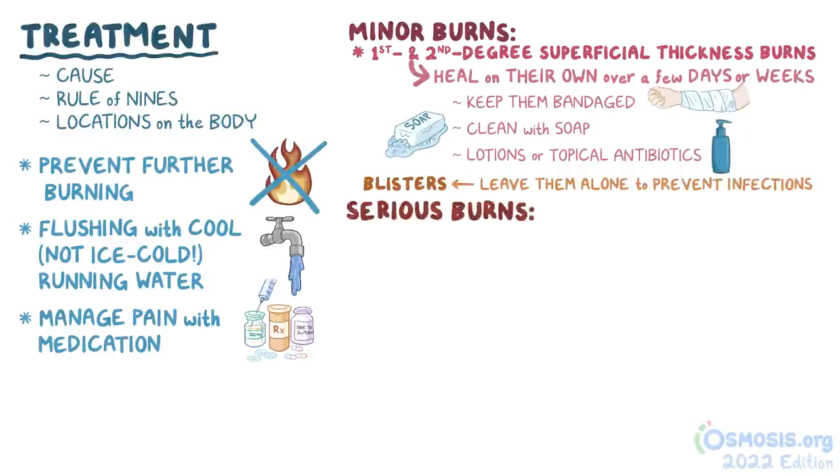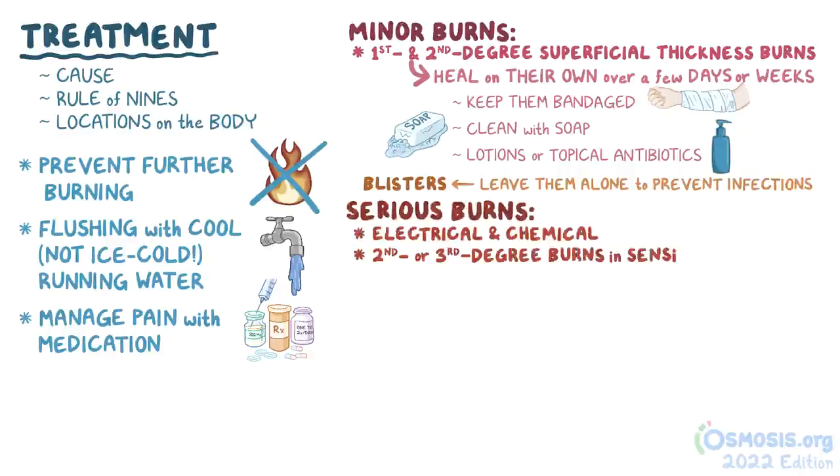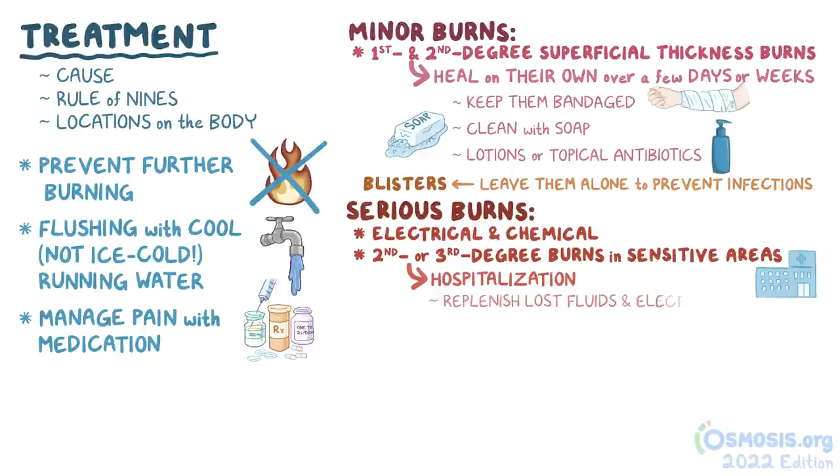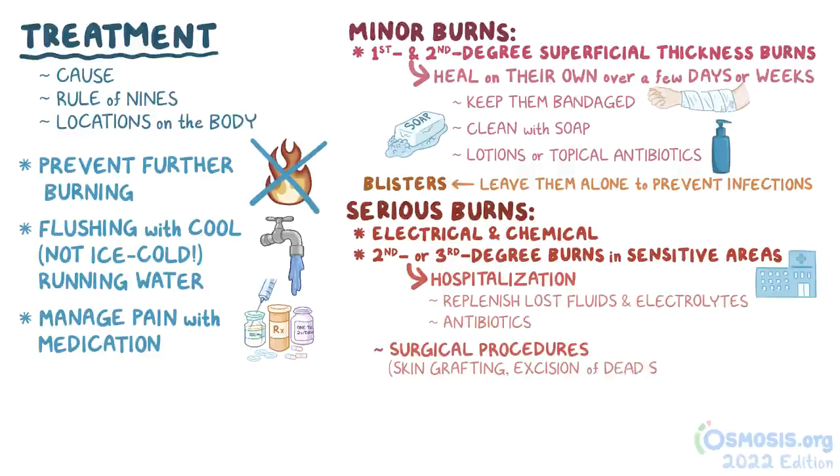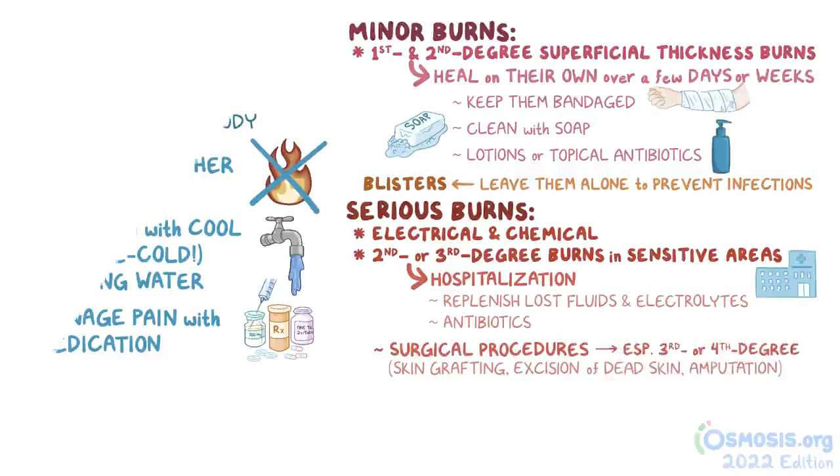For more serious burns, like electrical and chemical burns, or second or third degree burns in sensitive areas like the face, hands, and genitalia, hospitalization in specialized burn centers is often needed. In those situations, it's important to replenish lost fluids and electrolytes, and to prevent infections with antibiotics. Surgical procedures like skin grafting, excision of dead skin, or amputation, especially in third or fourth degree burns, may also be needed.